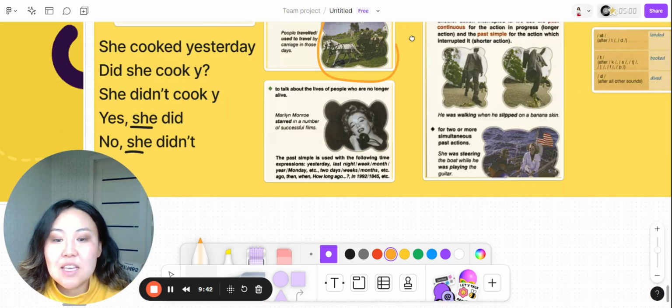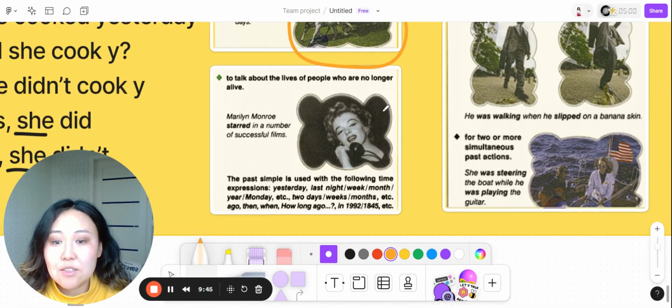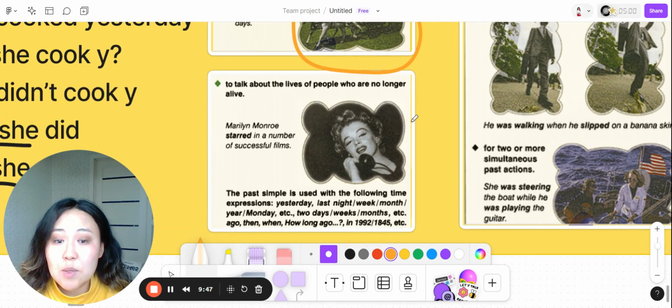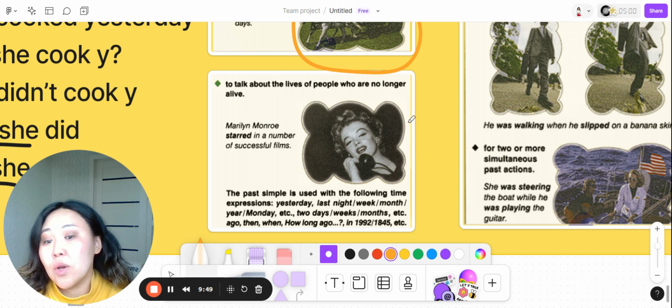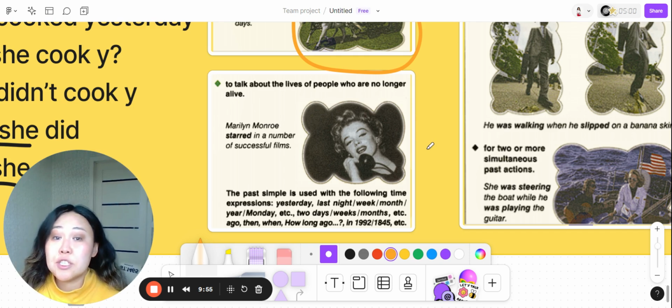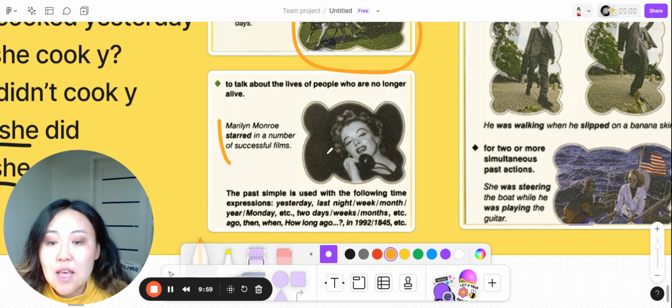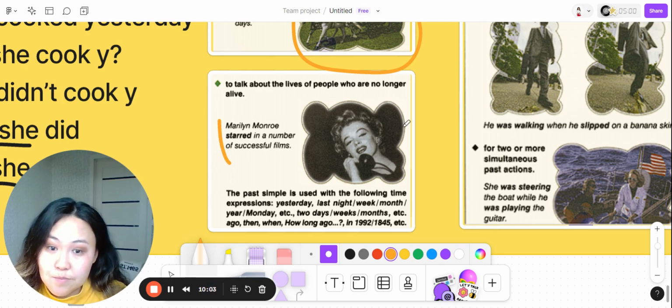Yeah, and the last one, to talk about the lives of people who are no longer alive. We can see a picture of Marilyn Monroe, and we already know that she's not alive now. And there is a sentence, Marilyn Monroe starred in a number of successful films.